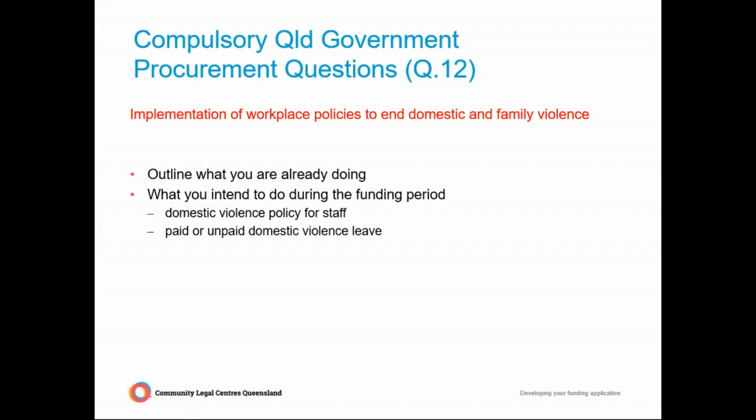So things like having a domestic violence policy for staff, or giving some paid domestic violence leave on top of what is covered in the award. The other thing you might want to talk about is your flexible work conditions and how you might accommodate staff that are having those experiences. So again, I don't think it is a difficult thing to cover off, and you can speak to the things that you're intending to do as well as what you're already doing.